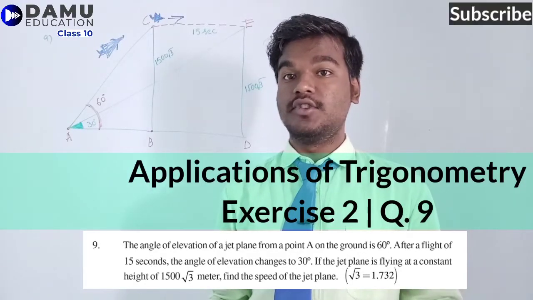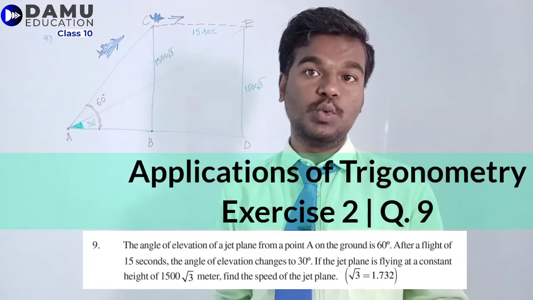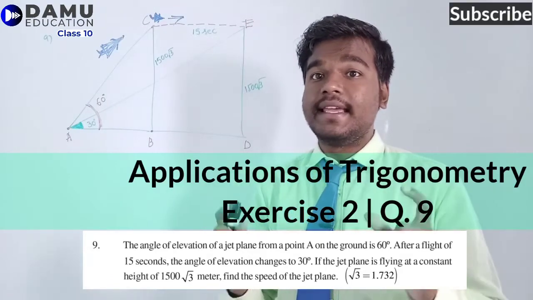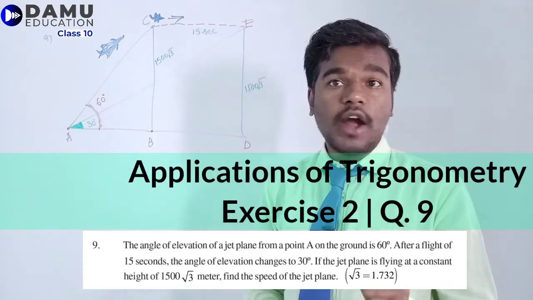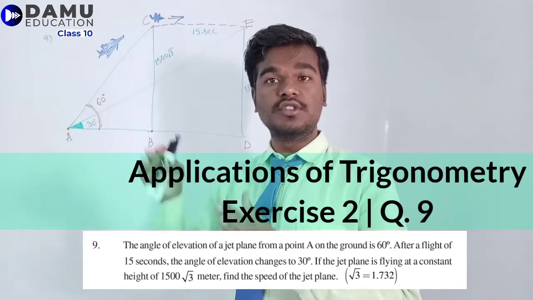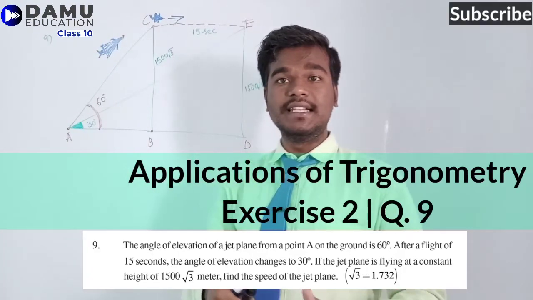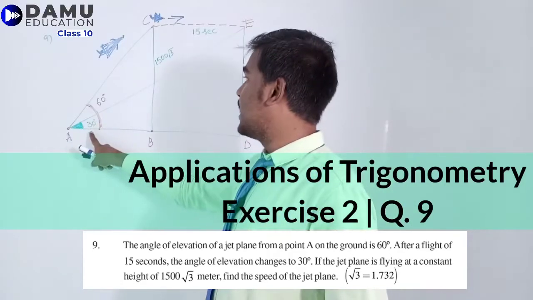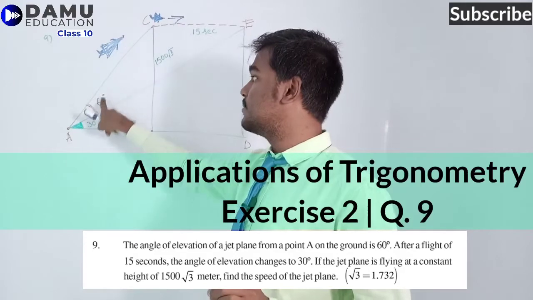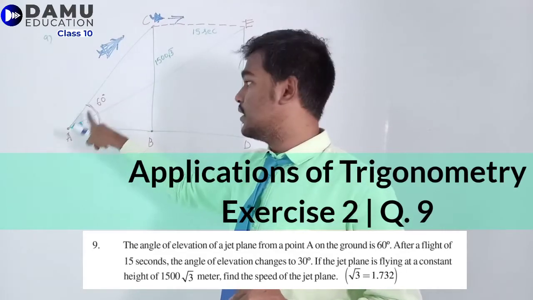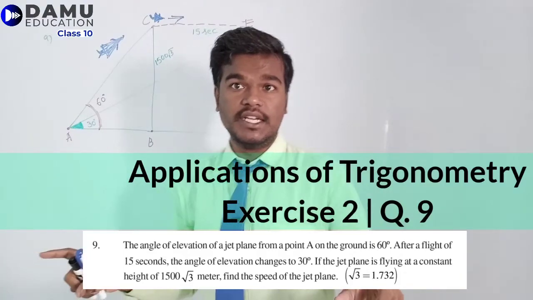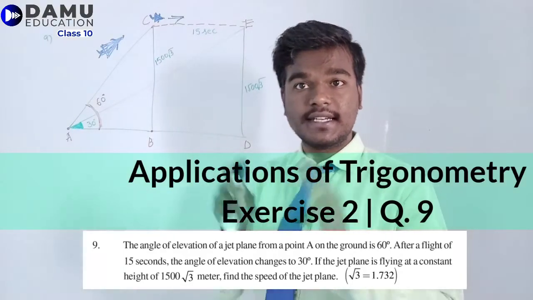So in this module, we are going to discuss our last question, the ninth one. What is given? One jet plane is making an angle of elevation at the point A. With some speed, it is going to travel from one place to another place. At one point, it is making an angle of 60 degrees initially. So when it started, it is making an angle of 60 degrees from the point A, and it travels with a constant speed, without changing speed, at a constant height.